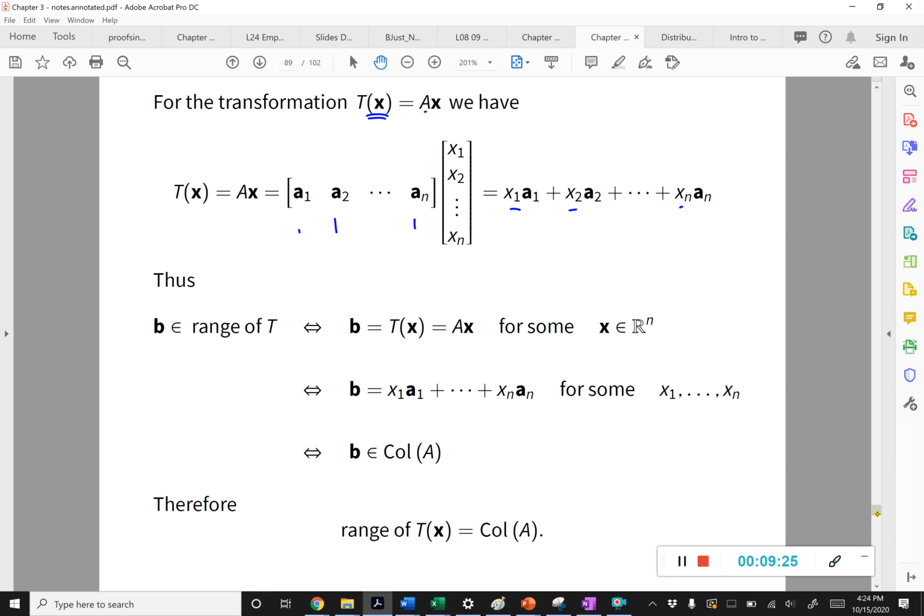B is in the range of T. So this is a B vector. It's in the range of T for some x if you can multiply A by x and get B, or if there's some coordinates x1, x2, x3, etc., xn for the columns of A. So if you can have a linear combination of the columns of A to get B, or if B is in the column space of A, all of those are the same thing. So the range of T of X is the column space of A.